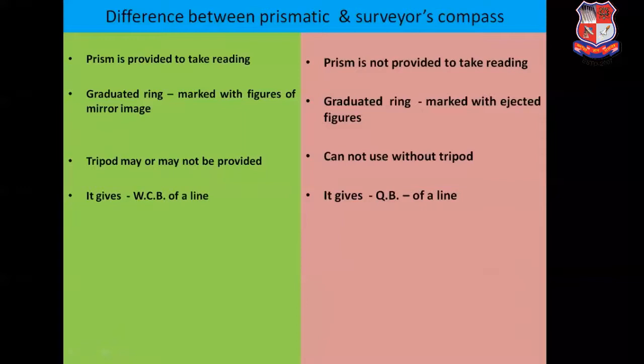And the last point, the prismatic compass gives the bearing of the survey line in the whole circle bearing system. In case of the Surveyor compass, it gives the bearing of our survey line in the quadrantal bearing system. So this was the difference between the compasses.